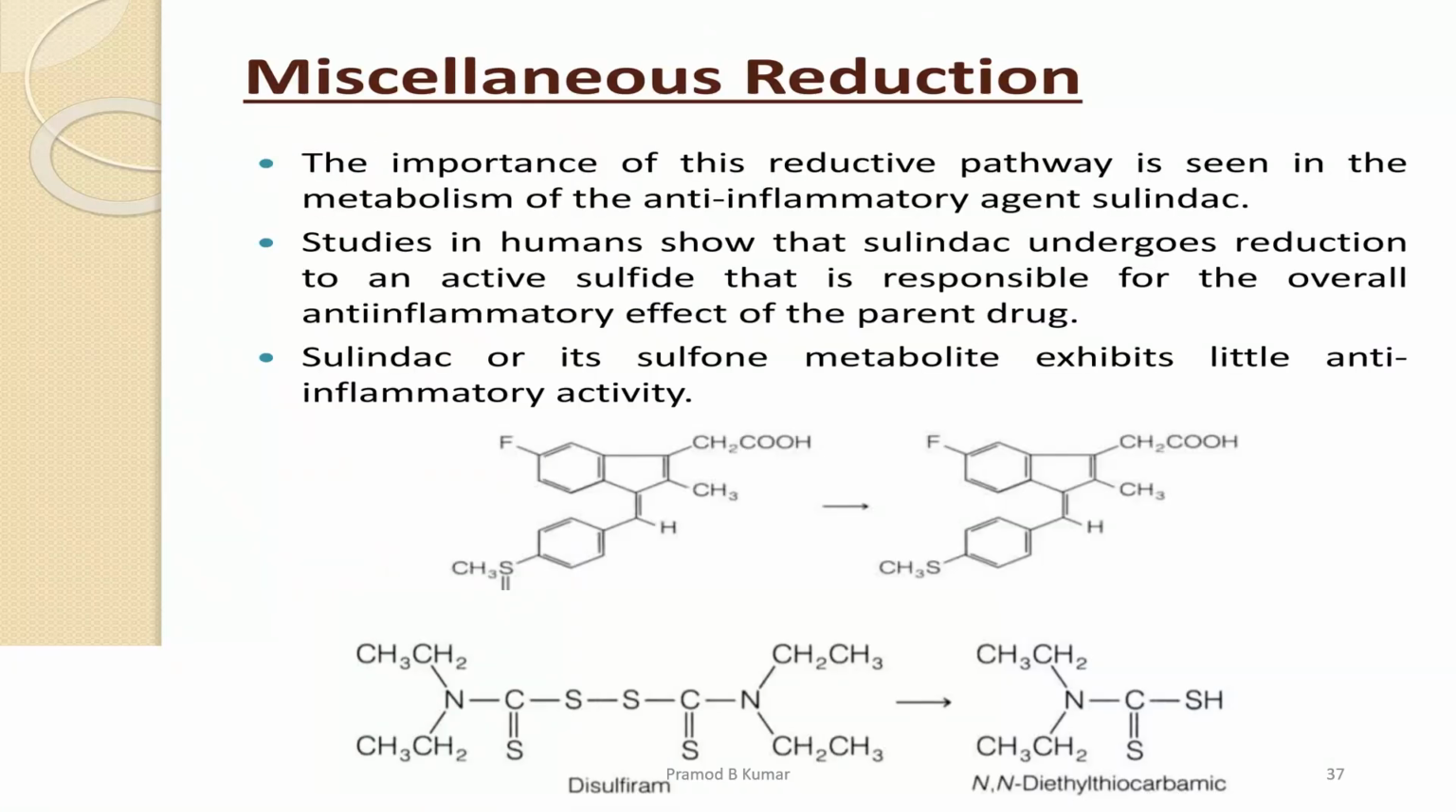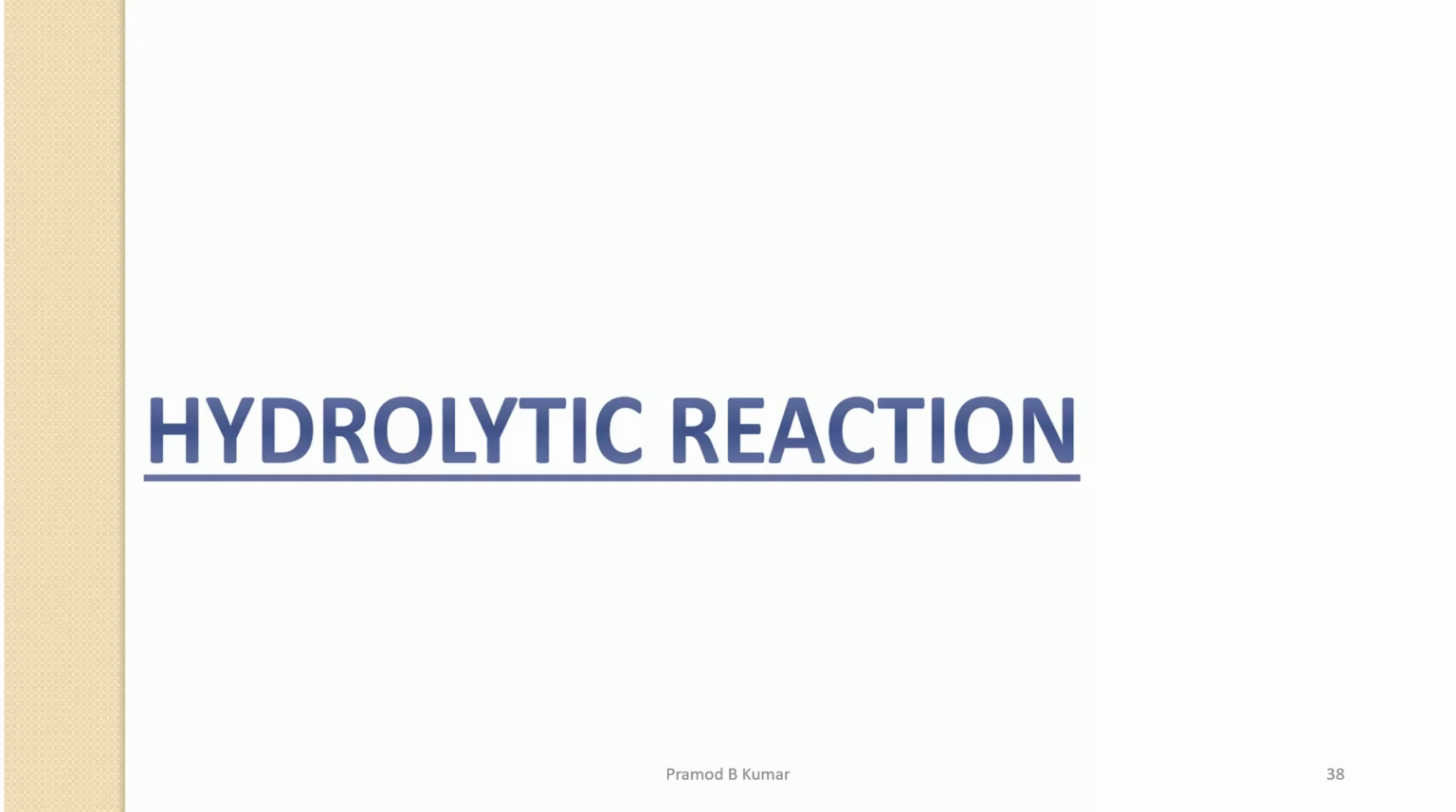So miscellaneous reductions, like sulindac, where the sulfoxide gets converted into sulfide, which shows its anti-inflammatory action. Disulfiram has a disulfide linkage. The bond breaks, you get the SH molecule, that is N,N-diethyl thiocarbamic acid, which will show its effect. Okay. So next is hydrolytic.